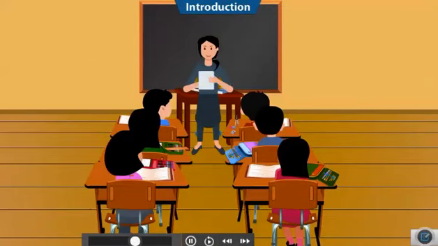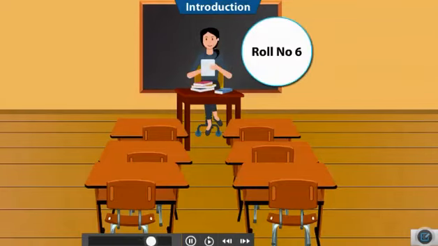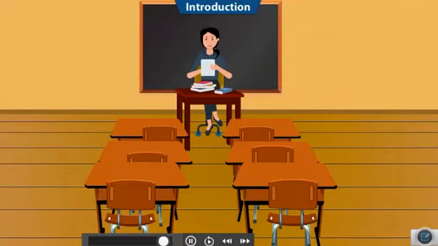Have you ever observed how she collects the papers back? She arranges all the papers according to the roll numbers. This way, it helps her to organize the papers. What is this activity called? It is termed as sorting.